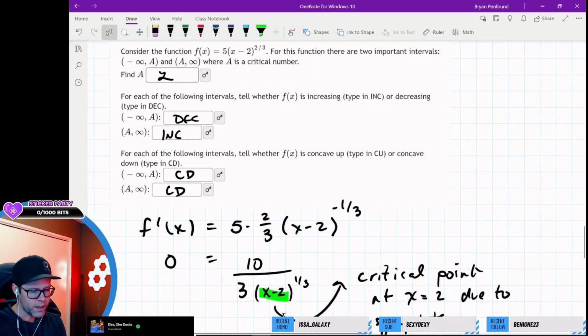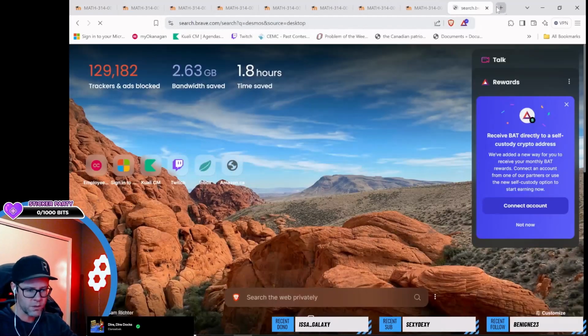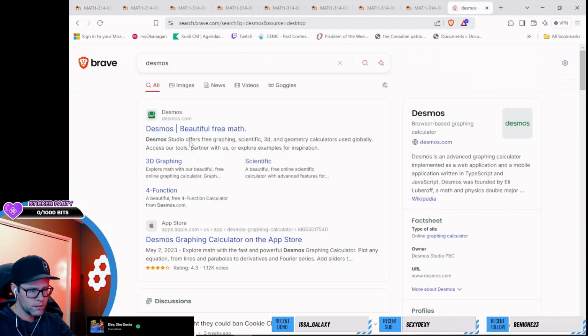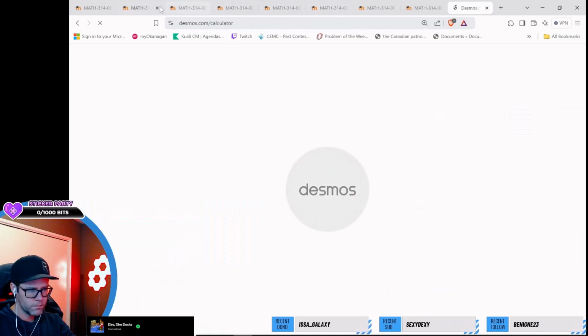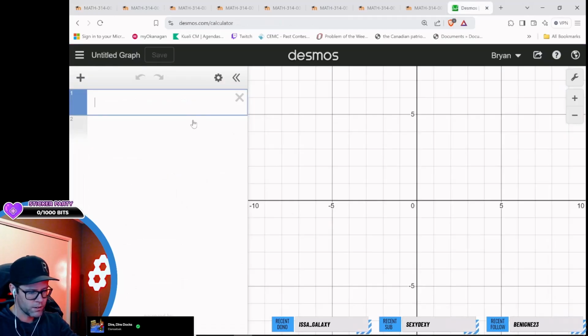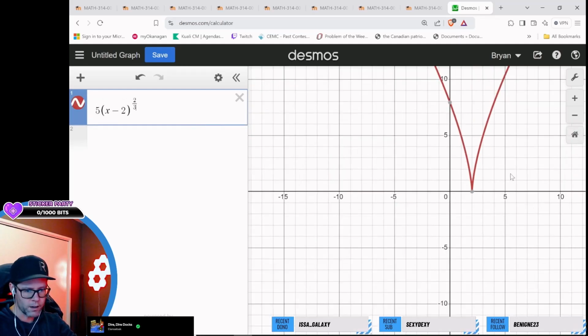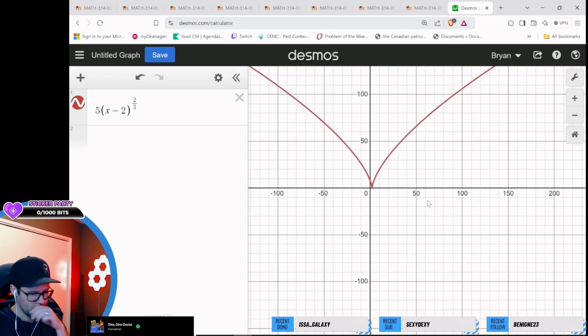So let's go double check. For these kinds of questions, it might be nice to double check your work in Desmos so you can see what's up. What did we have? 5x minus 2 to the 2/3. There you go. So it's a seagull. It's a seagull graph.